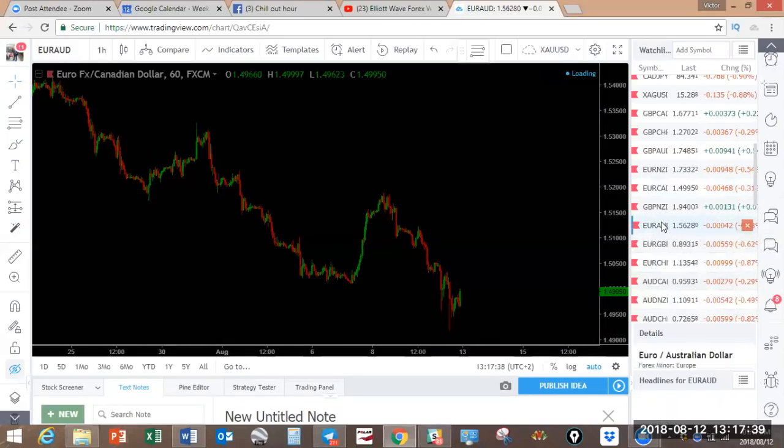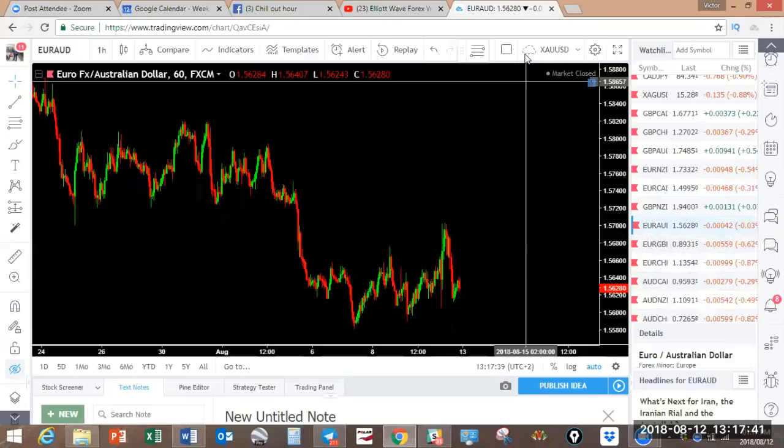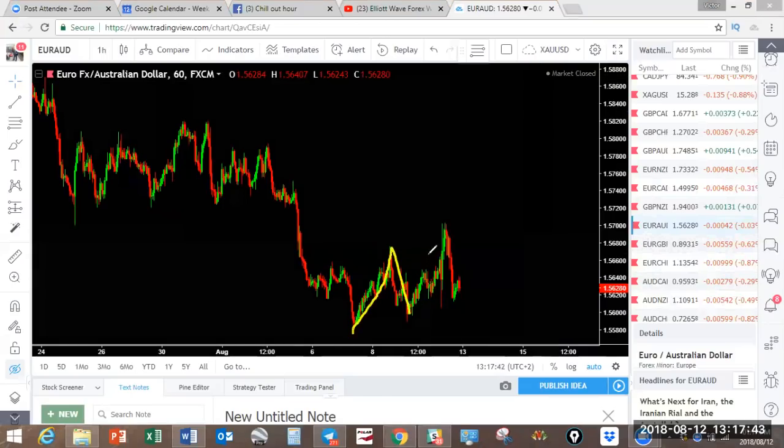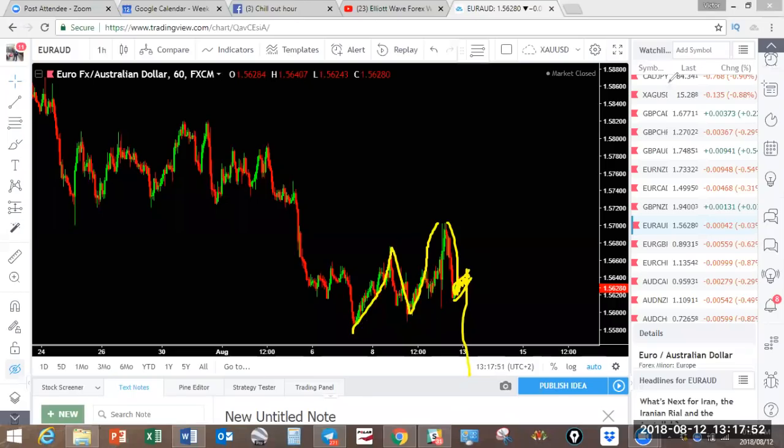EURAUD. EURAUD, 3-wave move to the upside, easy. Now you're getting a pulse, you're getting a correction. Look for this one on the 1 hour. When you break to the downside, this one will continue to the downside.